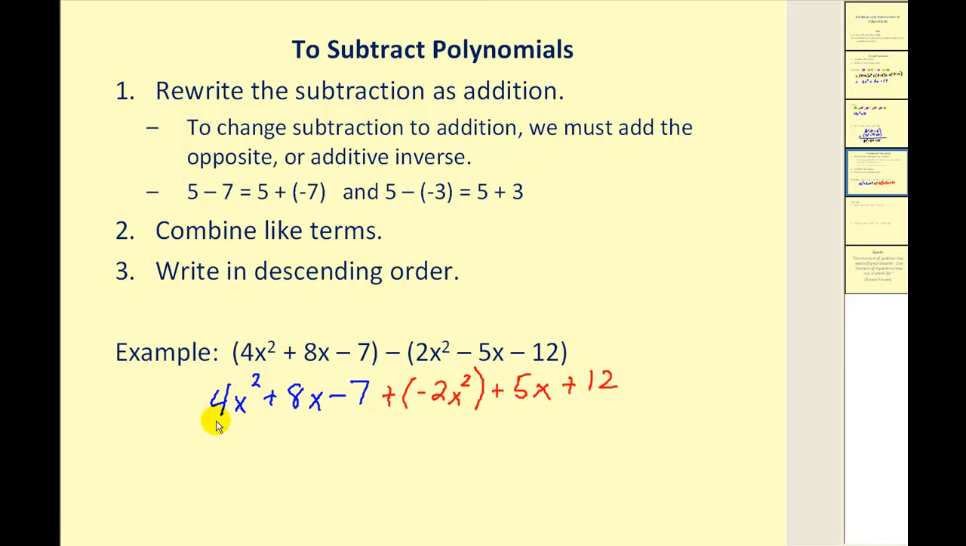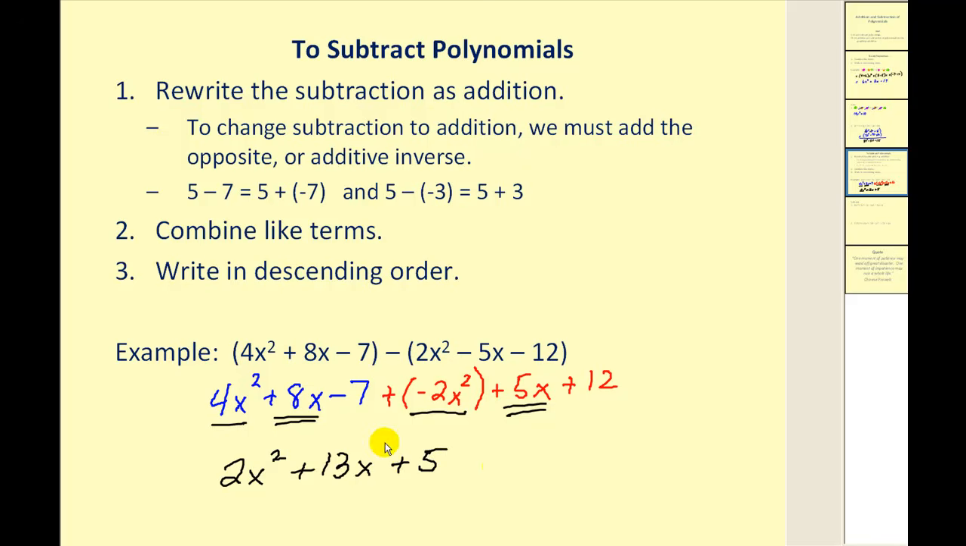Now we'll combine our like terms. Let's start with the x squared terms. 4x squared plus a negative 2x squared would give us 2x squared. And 8x plus 5x equals 13x. And a negative 7 plus 12 would equal positive 5.